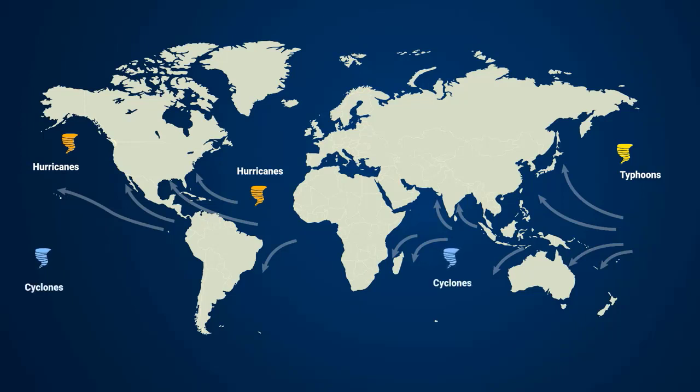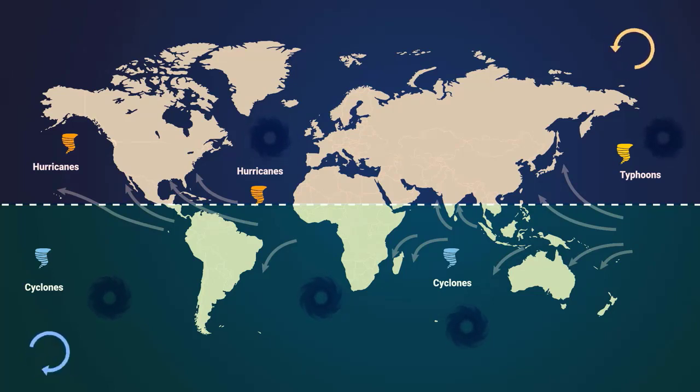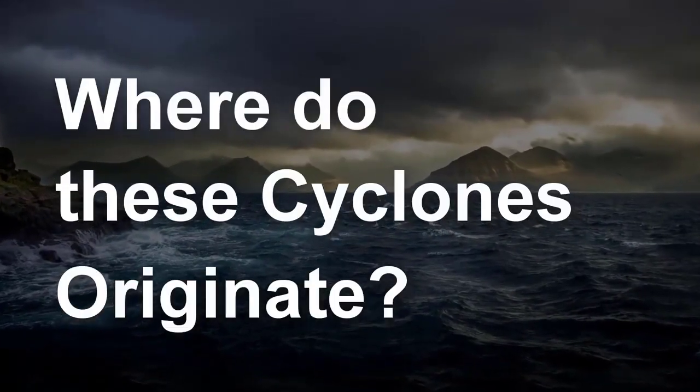called a cyclone. You can also classify them based on hemispheres, the northern ones as hurricanes and the southern ones as cyclones. There are also a few other differences apart from where they originate, like the cyclones are usually clockwise, but the hurricanes are usually counterclockwise. Where do these cyclones originate?